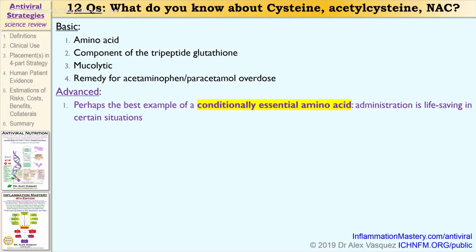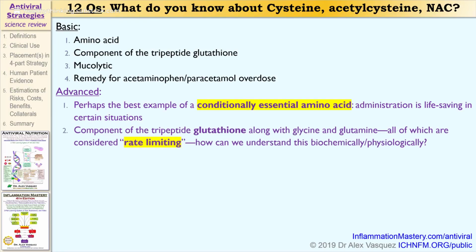Some more advanced information. It's a conditionally essential amino acid, meaning the body can make cysteine from other precursors, including other amino acids, but it's conditionally essential, which means that in some cases we need to provide the amino acid, and if that's true, then we would also need to know at what level or what dosage we would need to provide it in certain situations. It's considered the rate-limiting amino acid for glutathione synthesis, but you'll also know if you read the research that all of the amino acids that constitute glutathione are considered rate-limiting. So one would then need to understand how those amino acids interact one with the other.